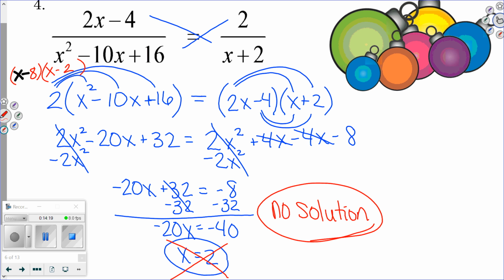How are we feeling? That's just cross multiplying fraction equals fraction. That's the easier part of solving. Okay.